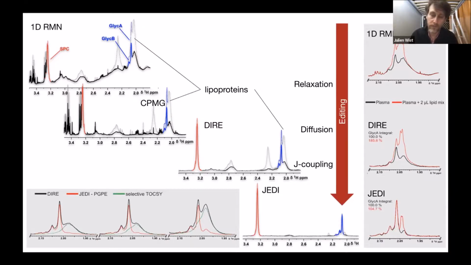to adjust the delay, sorry, in order to defocus completely the contribution coming from the lipoproteins, and try to select only a singlet contribution in the spectrum. And this latest pulse sequence that we call JEDI, for J-edited diffusion experiment, we combine mainly a diffusion filter with a relaxation filter, and we've tuned the delay in order to optimize the selection of singlets and get rid of every contribution from different multiplets.